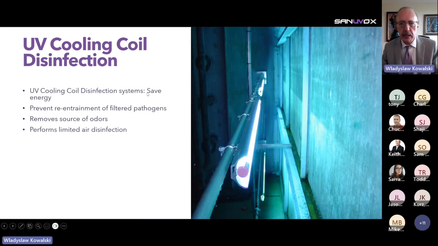Cooling coil disinfection is not technically air disinfection. However, cooling coil disinfection systems, which can save a lot of energy and cost of operation, prevent re-entrainment of filtered or captured pathogens by removing mold and mildew inside air handling units and on cooling coils. They remove sources of odors. But because they have such a short exposure time, they have a limited effect on air disinfection.